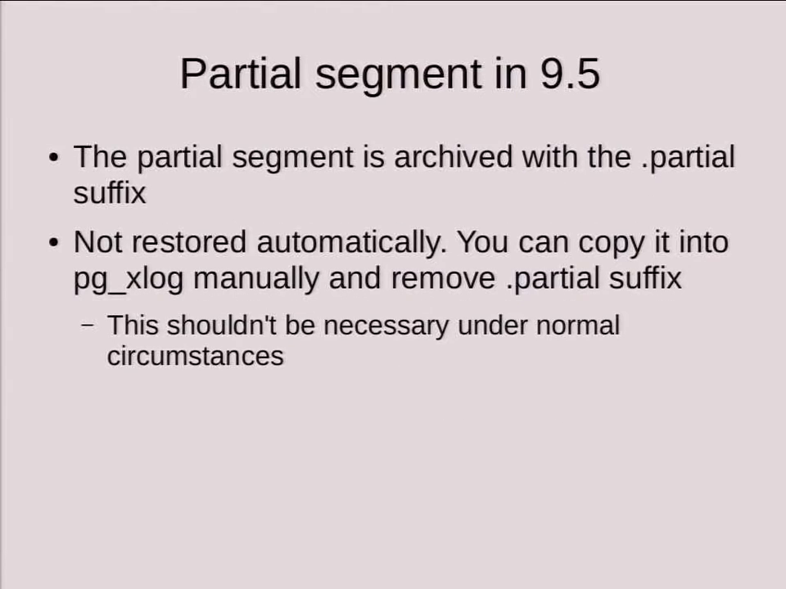So this has been changed in 9.5. Whenever the standby now archives a partial segment that is not complete, it will rename the file to .partial. So in 9.5, if you do failovers, you will start to see these .partial files in your archive. Don't be alarmed, that's perfectly normal. Usually, you don't need to care about these partial files. Postgres doesn't care about them. If you copy them into pg_xlog, Postgres will just ignore them unless you rename them and remove the suffix. So this is just for emergency situations.